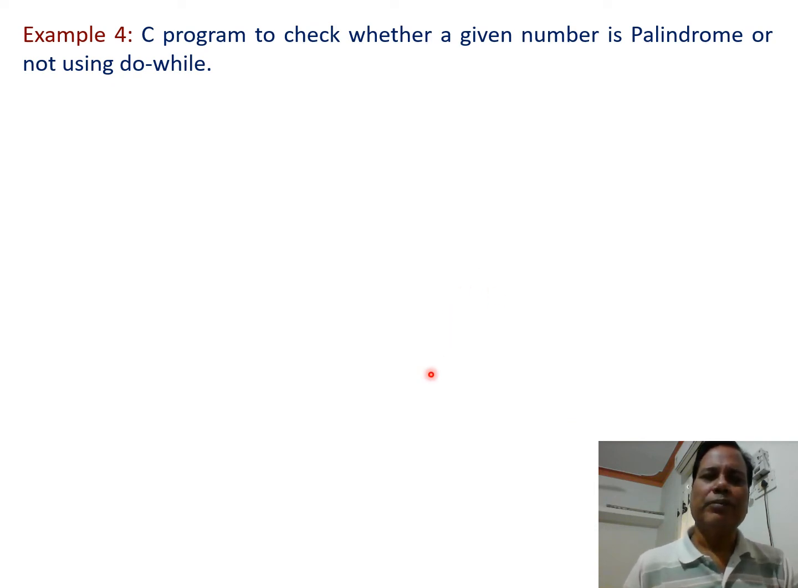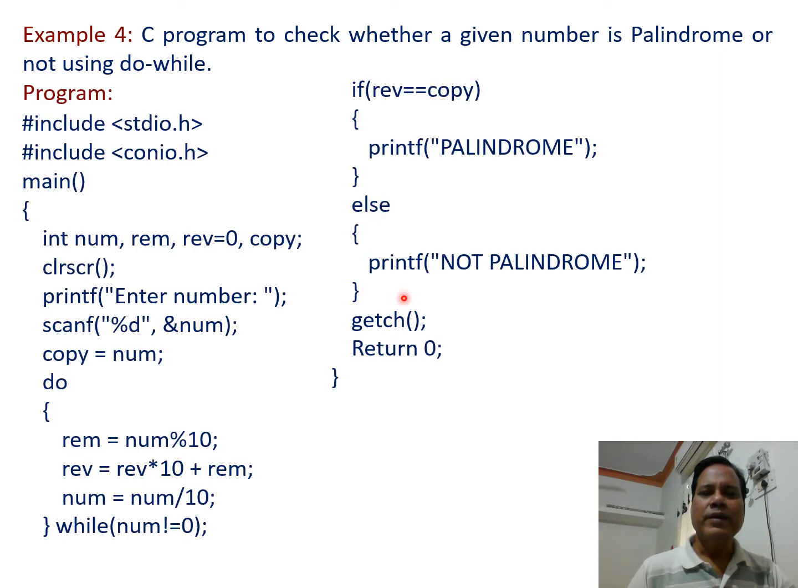Now the fourth example: a C program to check whether a given number is a palindrome or not using a do while loop. When we reverse the number, if the number is the same as the previous number, that number is called a palindrome. So first we reverse the number using the logic discussed, and then we compare the reverse number with the previous number. If both are the same, then we print that the number is a palindrome.